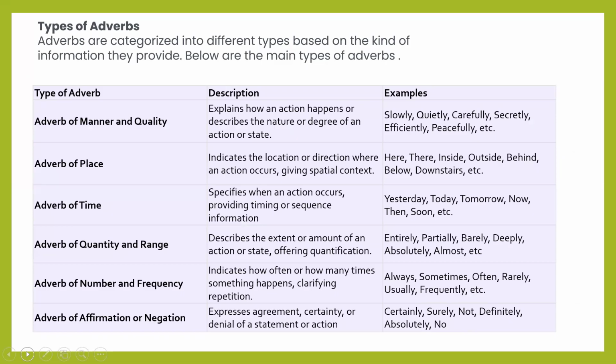So these are types of adverbs based on the kind of information they provide: adverbs of manner and quality, adverbs of place, adverbs of time, adverbs of quantity and range, adverbs of number and frequency, and adverbs of affirmation or negation. Adverbs of manner and quality explain how an action happens or describe the nature or degree of an action or state. Examples: slowly, quietly, carefully, secretly, efficiently, peacefully, etc. Adverbs of place indicate the location or direction where an action occurs, giving information about the place.